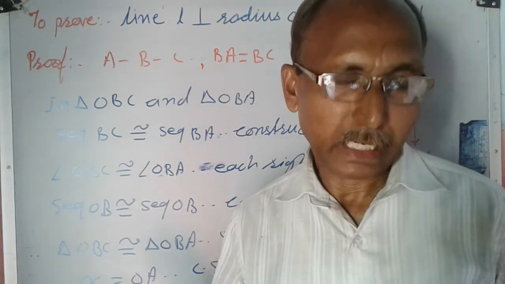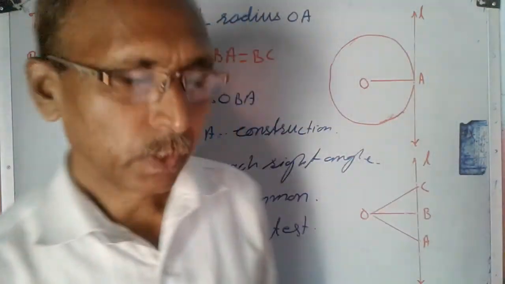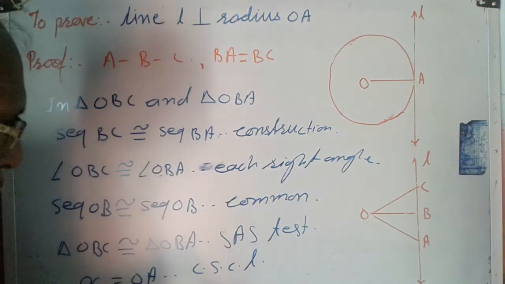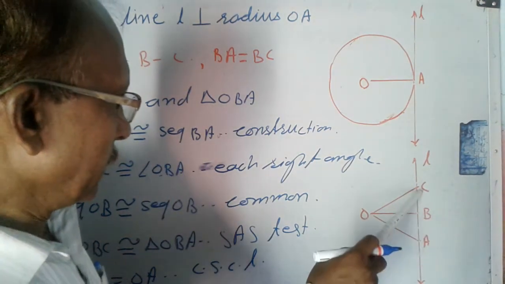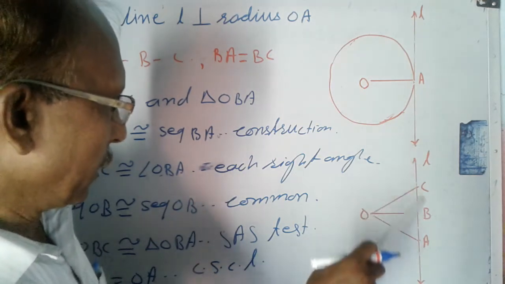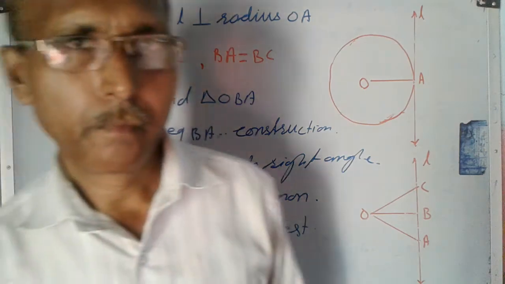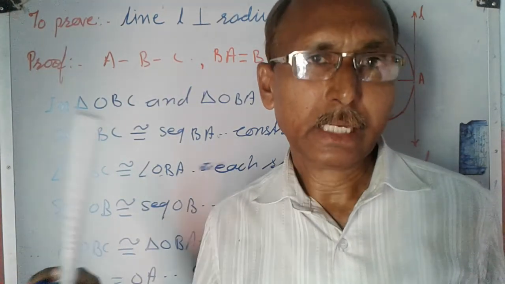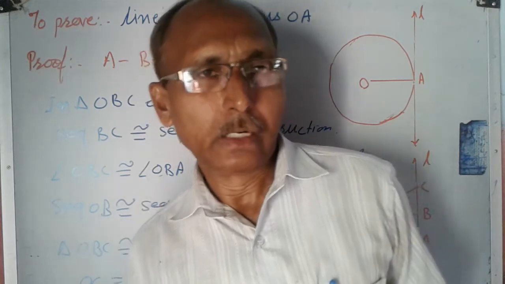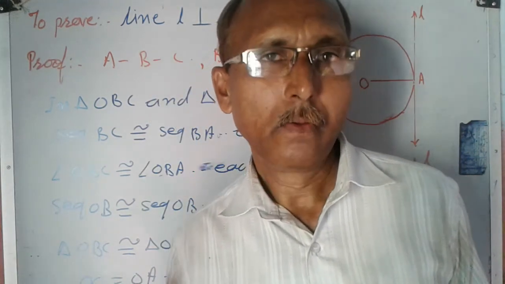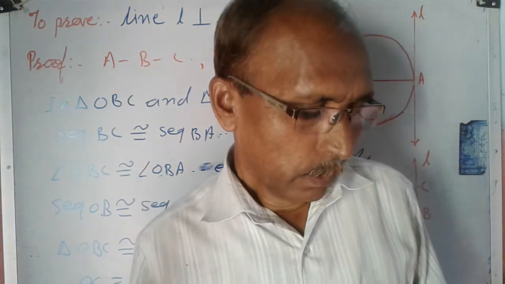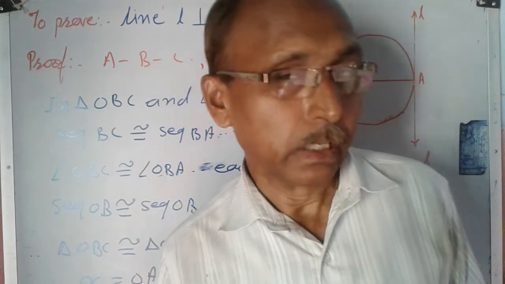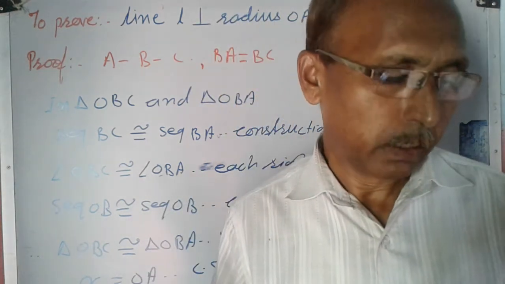That means line L intersects the circle in 2 points, A and C. But line L is a tangent, it is given, and we know that a tangent intersects the circle in only one point.